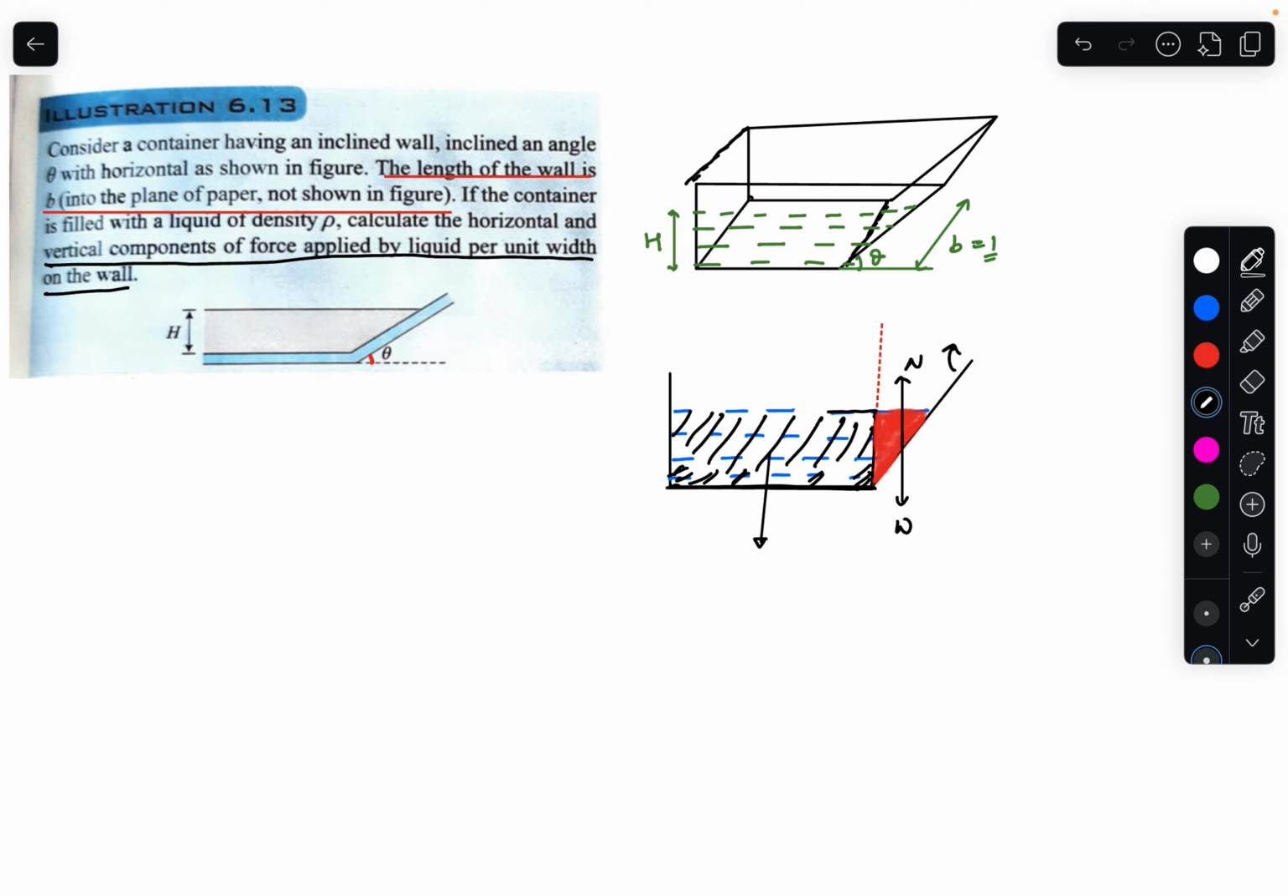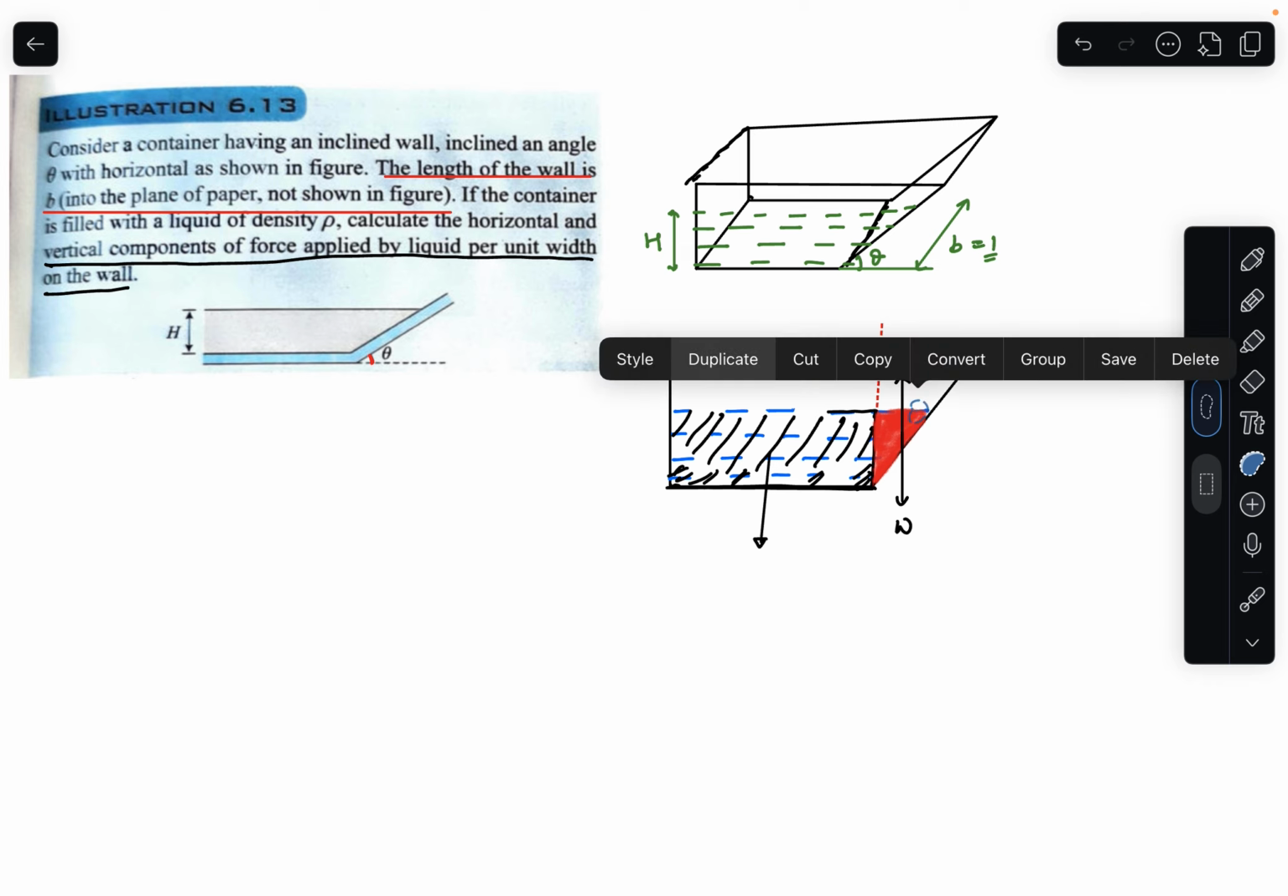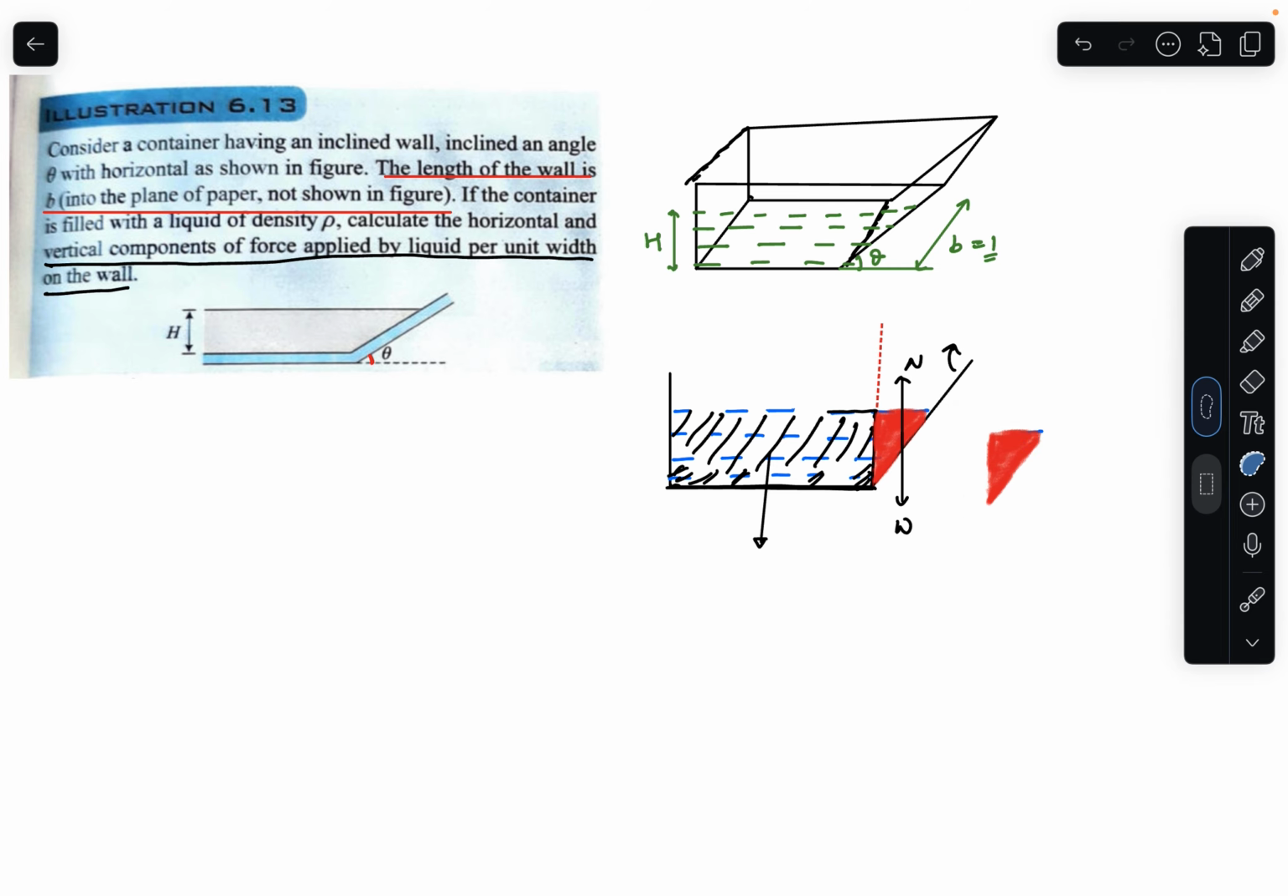And of course, if I just separate out this part of the fluid, this part of the fluid has some weight W, and it must be balanced by the wall. There is no other thing which can balance this vertical force. So that's why I can say the normal must be equal to W, and from there, of course, the force acting on the wall must also be equal to N, acting in the downward direction, because they are an action and reaction pair.